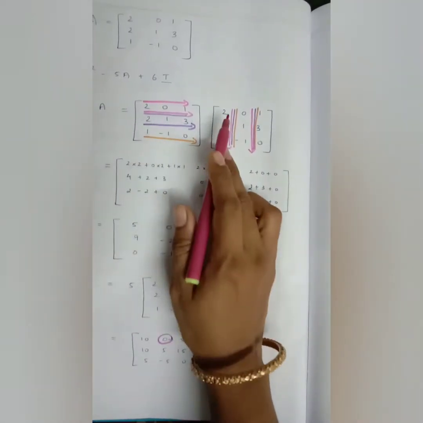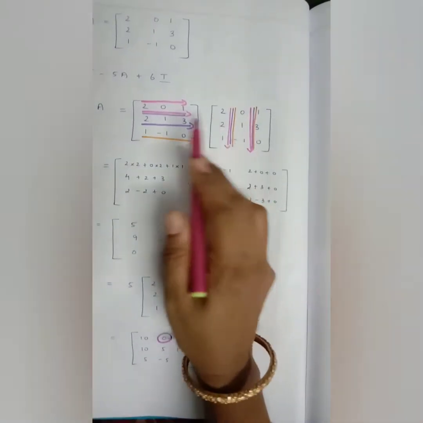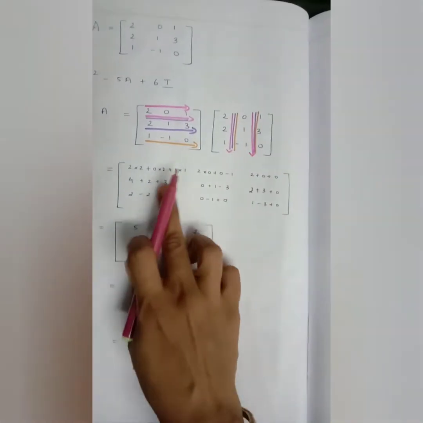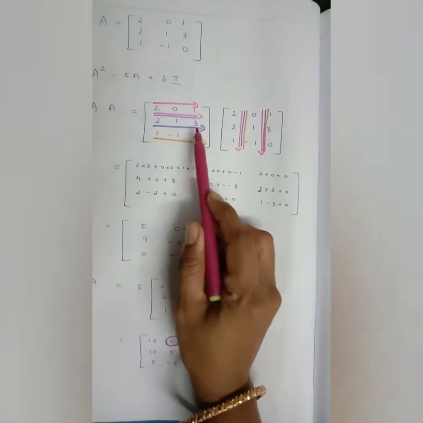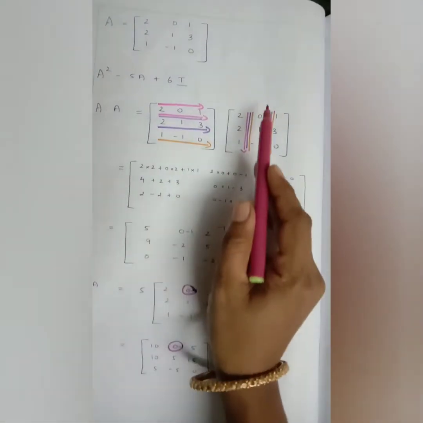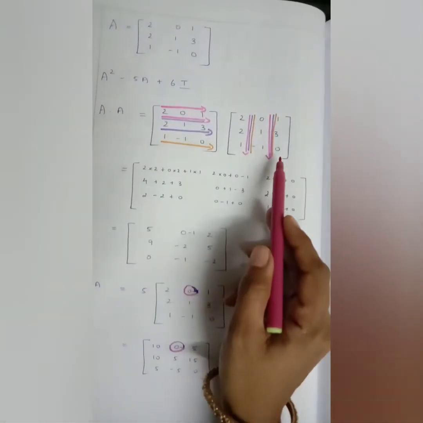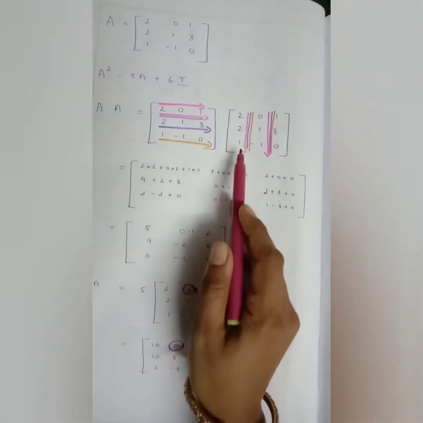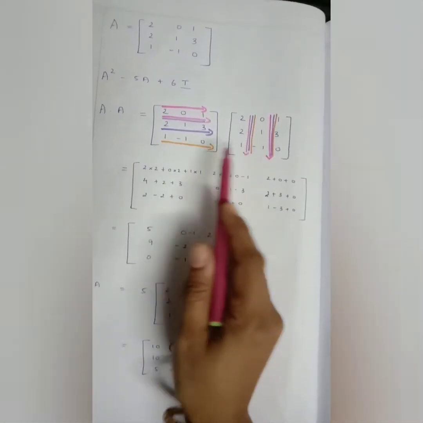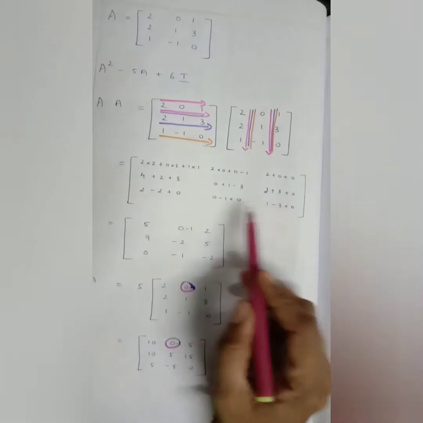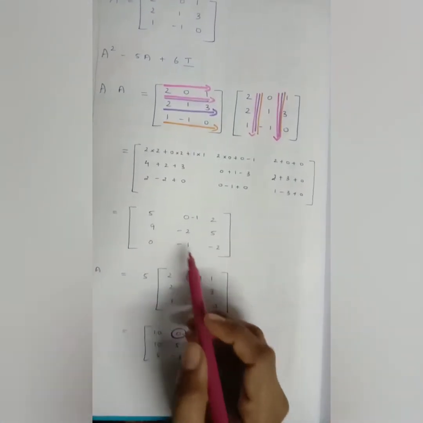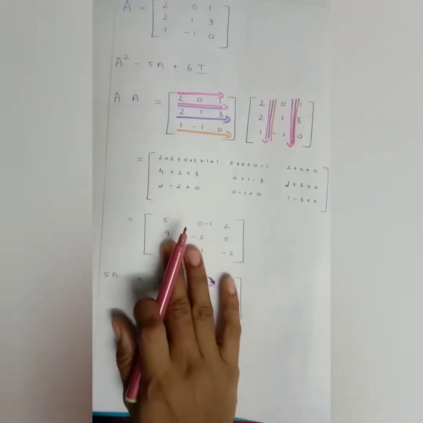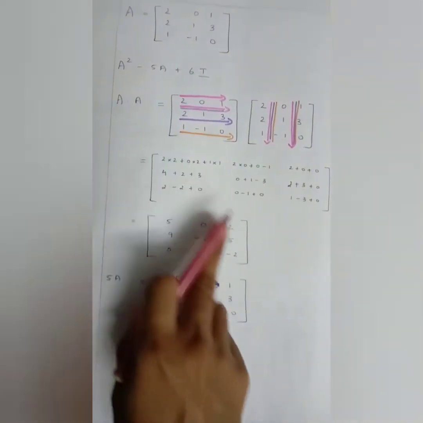The next one, 2 into 2 plus 0 into 0 plus 1 into 0. So first row, first column, first row, second column, first row, third column you are getting in the first row. When you take the second row, first column, second row, second column, second row, third column. Third row, first column, third row, second column, third row, third column will constitute this third one. Now we can simplify this. Okay, so you keep this as it is. This is your A squared.